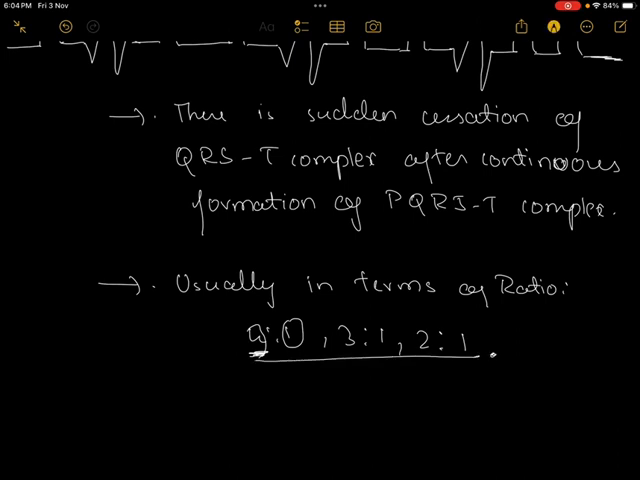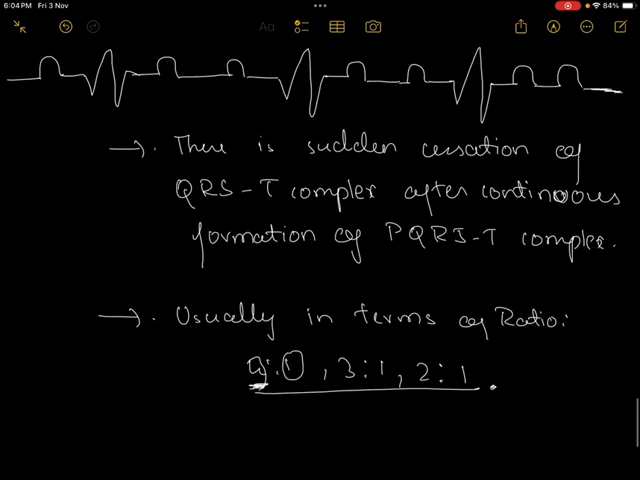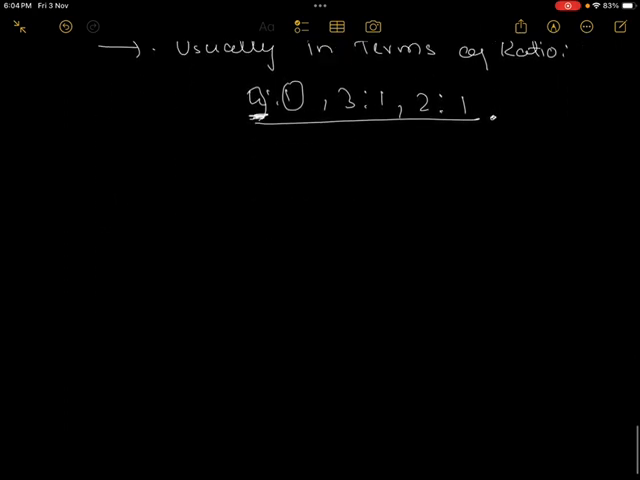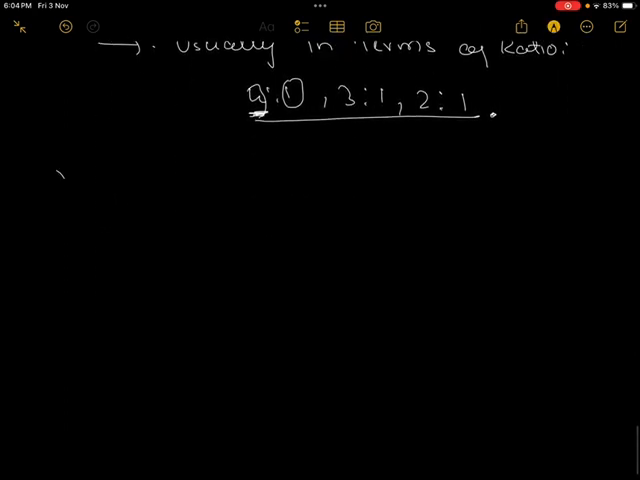So this is all about the first type, the type 1 Mobitz classification. If we talk about its severity, usually the severity of the patient is less.